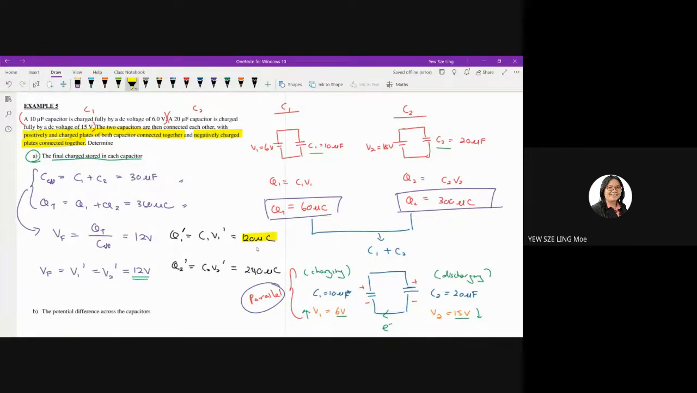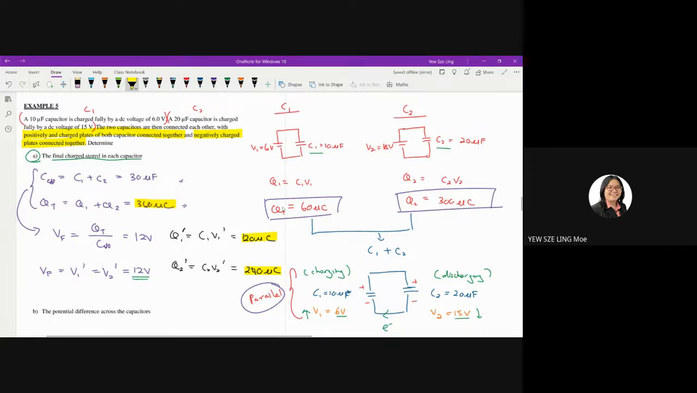So let's see whether we got the right answer or not by adding these two values together. Q1 gives you 120, Q2 gives you 240. When you add them up, they are equal to the total charge in the circuit. So yes, your answer does make sense. Okay, it means that you got the right answer.